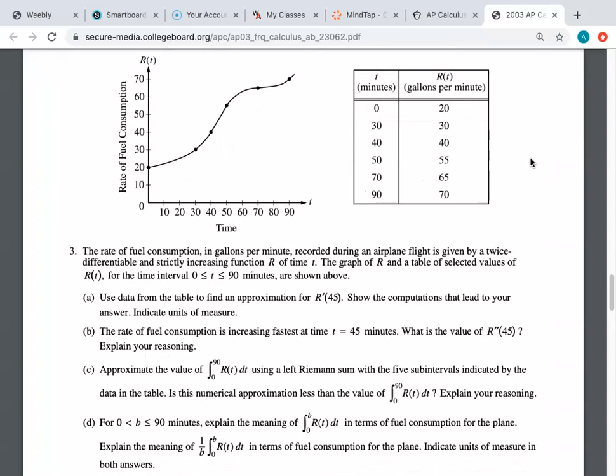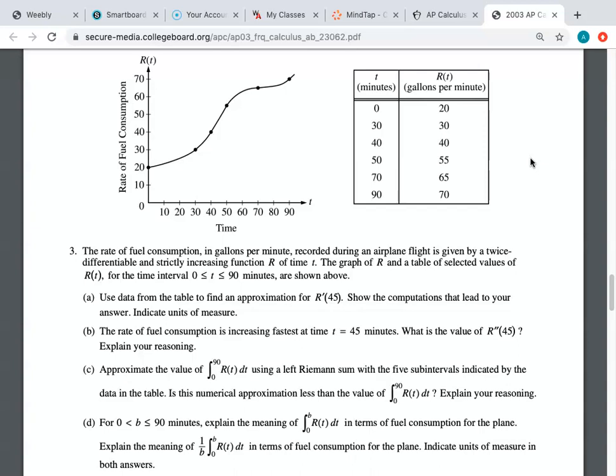All right, so the rate of fuel consumption in gallons per minute recorded during an airplane flight is given by a twice differentiable, strictly increasing function r of time t. The graph of r and the table of selected values from 0 to 90 minutes are shown above. Use the data in the table to find an approximation for r prime of 45. Show the computations that lead to your answer and include units.